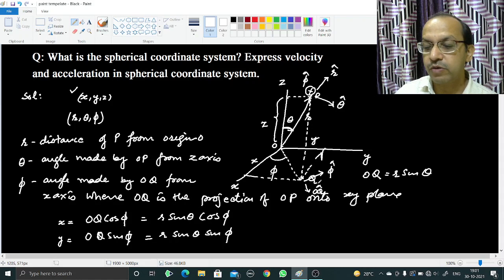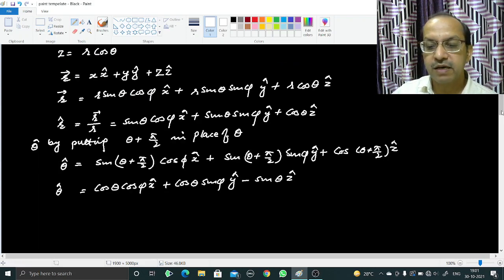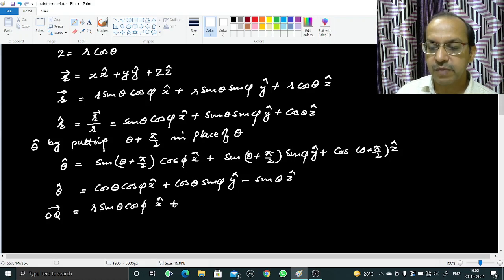So how to find OQ? OQ is the projection of R onto the XY plane. How to find the projection? We will make the Z component 0. So by making the Z component 0 of this R vector, we will get the OQ vector. So OQ vector is the R vector except this Z component. It will be R sine theta cos phi x cap plus R sine theta sine phi y cap. So it is this one.